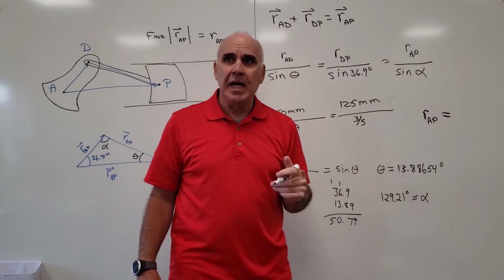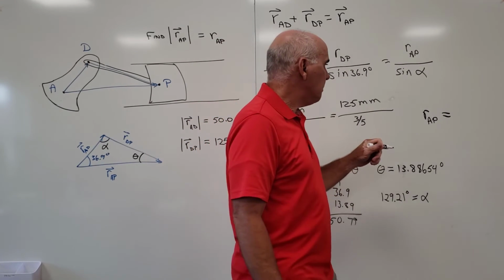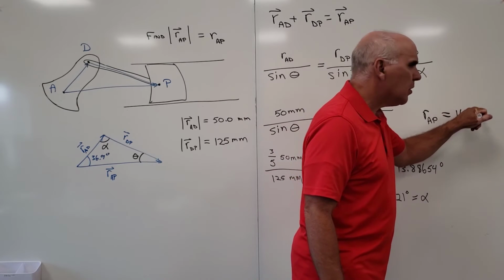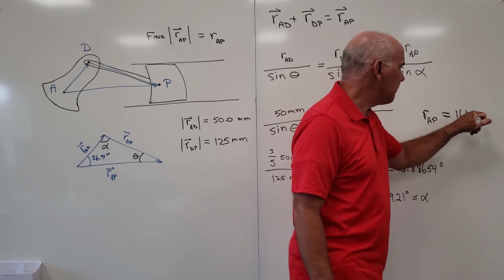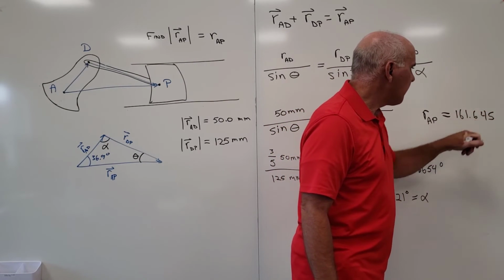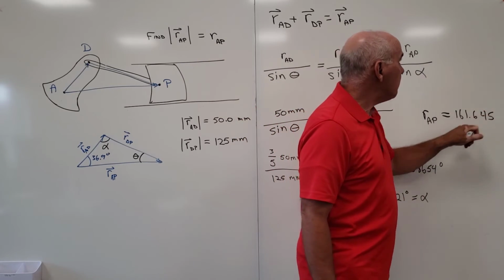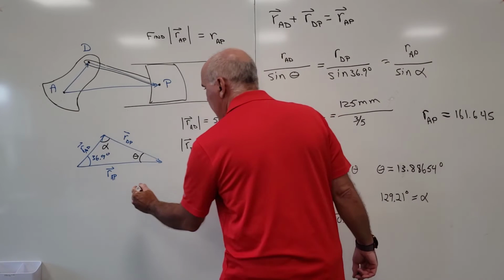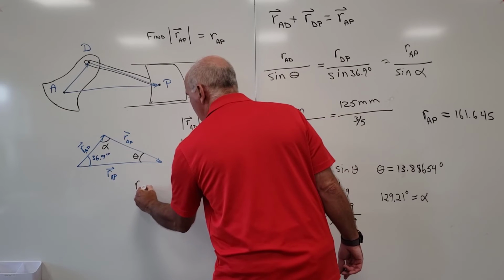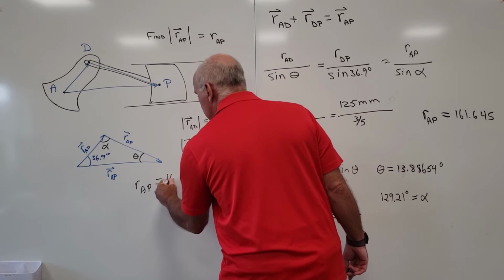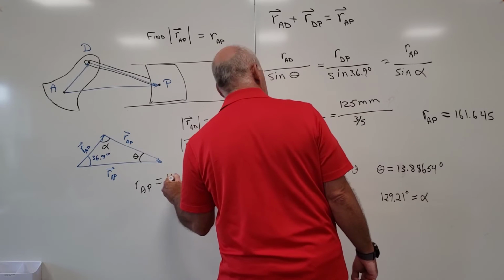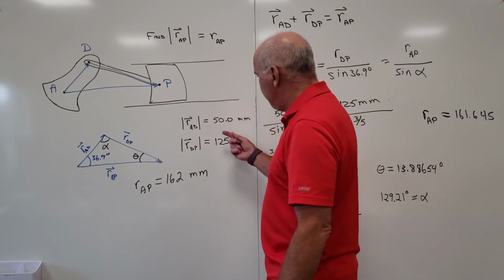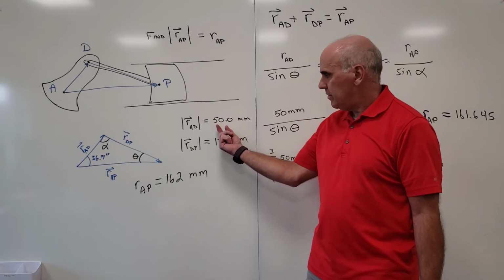And if I do that, I get 161.645, and that's going to be in millimeters. And so now, what's RAP then? It's going to be 162 millimeters.